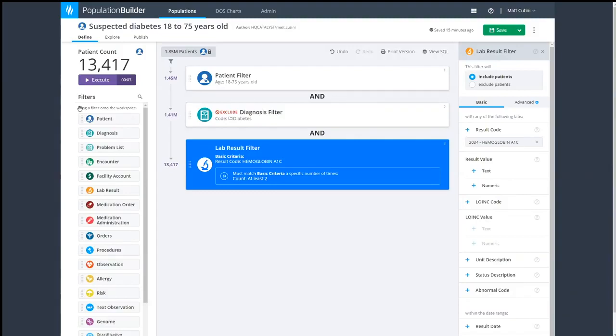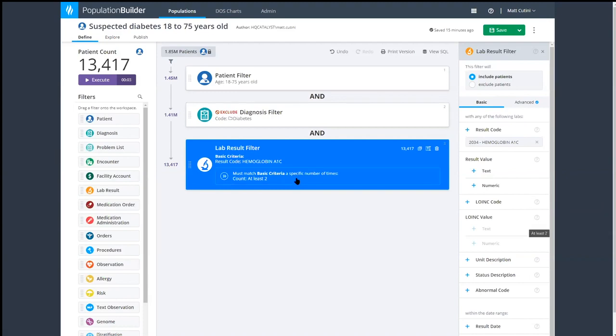So what I have here showing on the screen is a population that I quickly built by dragging a few of these filters onto the work pane. And you can see that I'm searching for patients of a certain age who do not have diabetes, but who do have hemoglobin A1C scores suggestive of diabetes. And just to make sure that it wasn't a fluke, I made sure that these scores occurred at least twice.